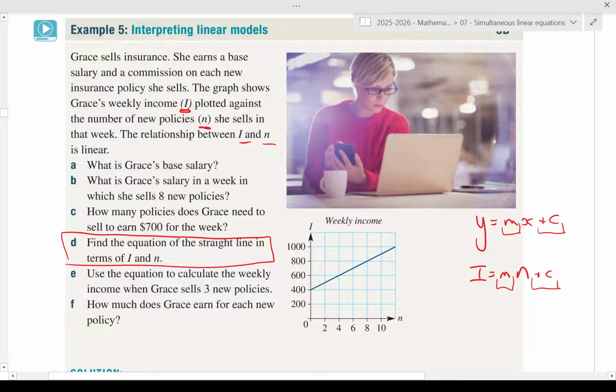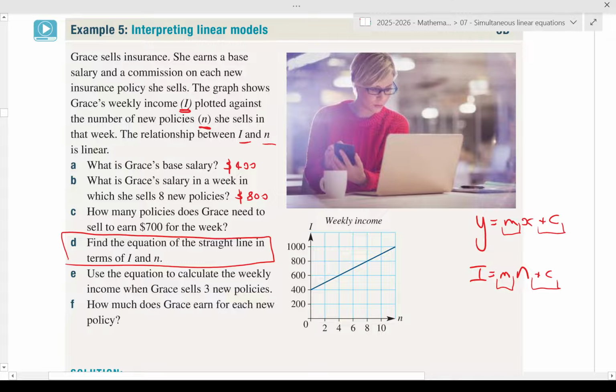What is her base salary? So what you're looking for here is when she doesn't sell anything, what is her salary? We can find that when her sales are 0, it is $400. Next question, what is her salary in a week where she sells 8 new policies? Go across to 8, go up to the line, and come across to find out what her pay is. So $800 in that case.